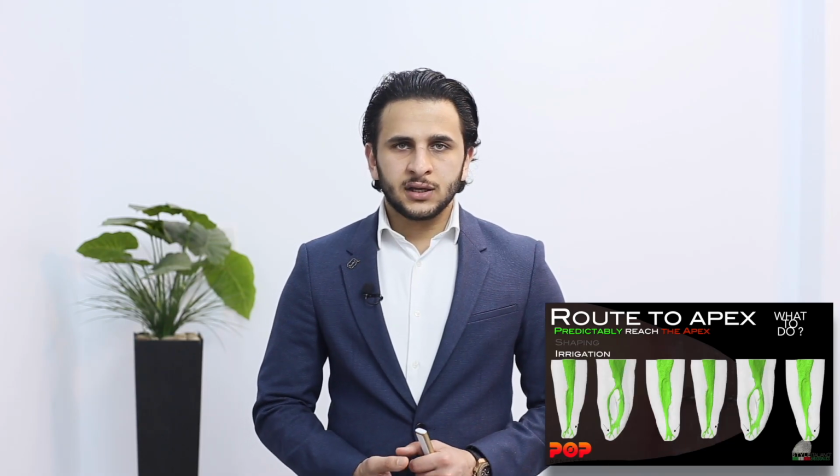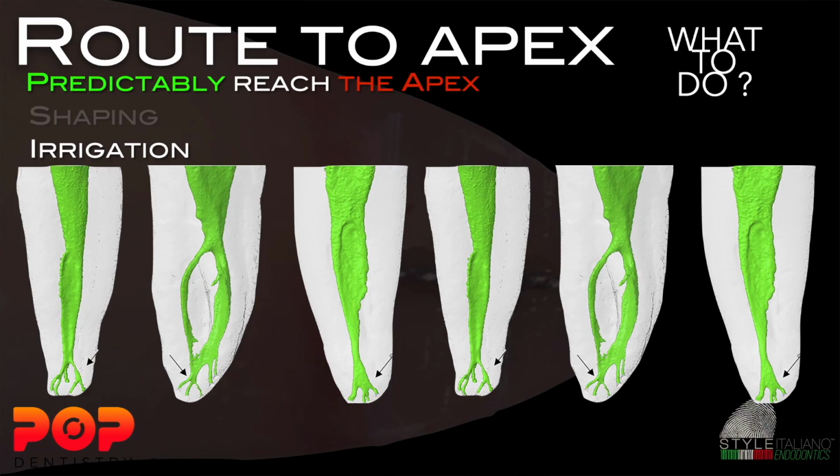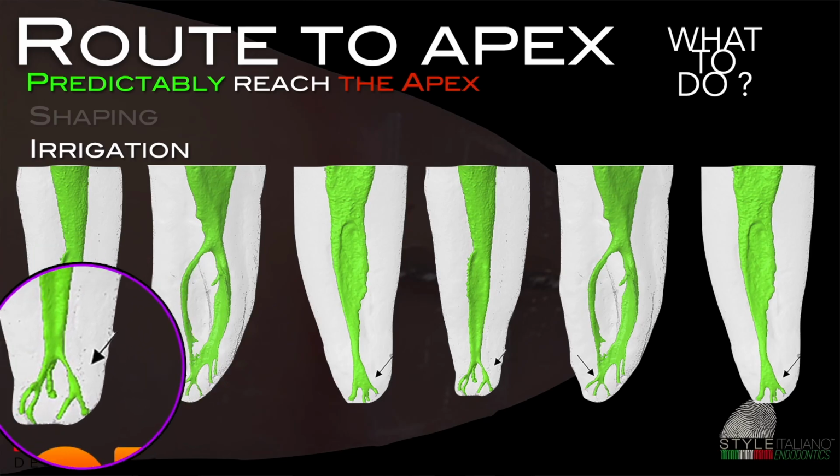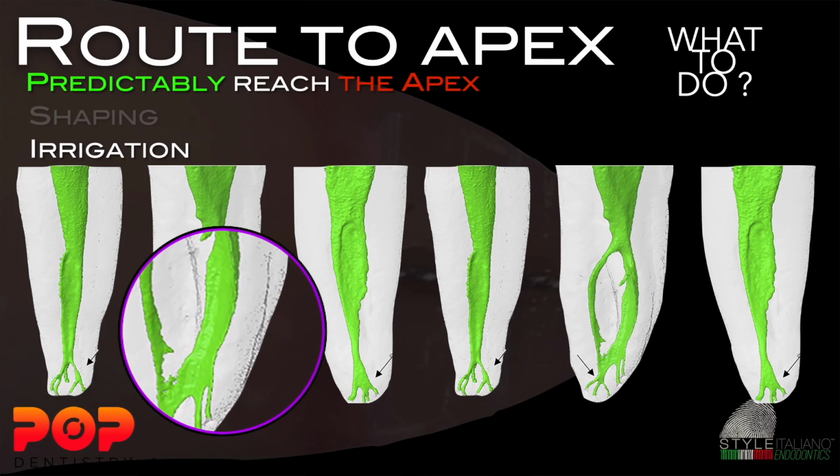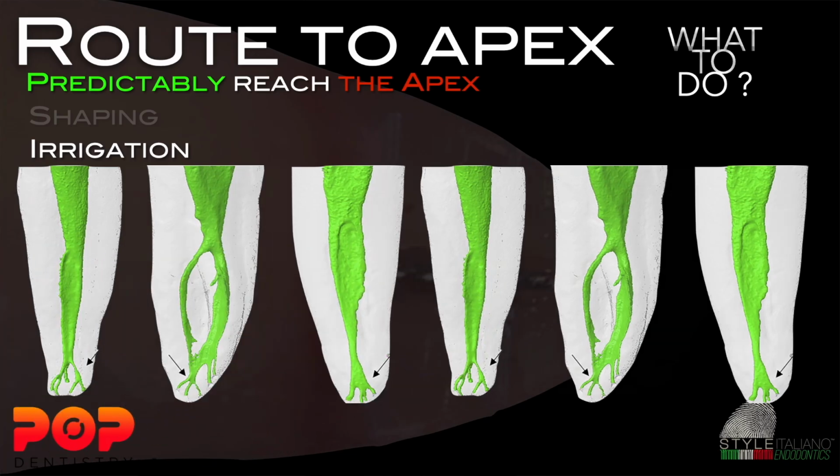The final thing is irrigation. After doing mechanical shaping, after doing the manual shaping, we just touched 40% of the canal. What about the 60%? What about these laterals? What about these isthmuses? So it is clear that this is the role of irrigation.